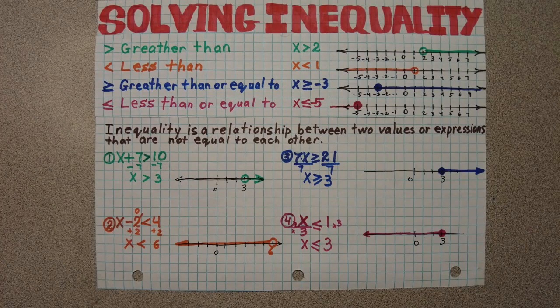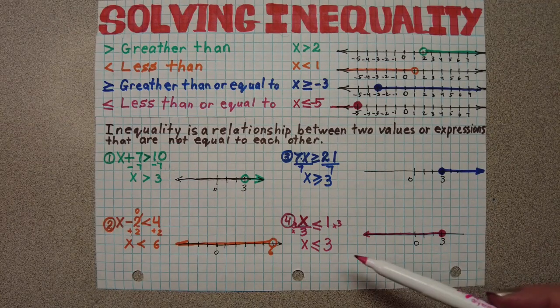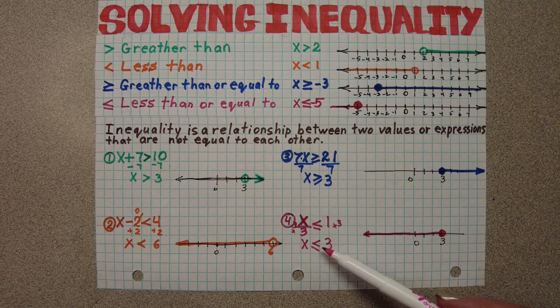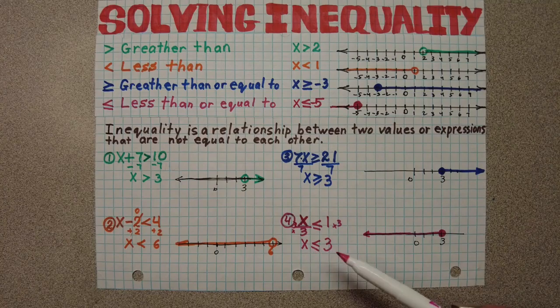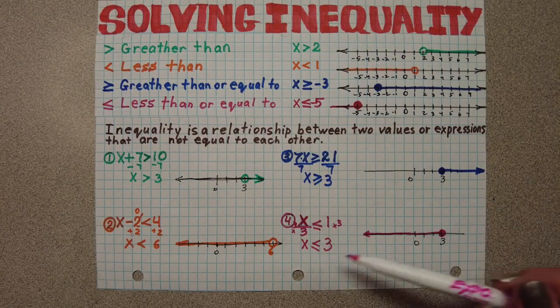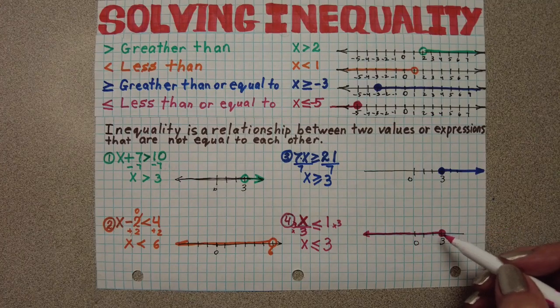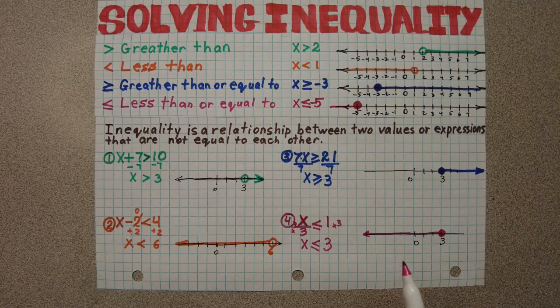So inequality is a relationship between two values or expressions that are not equal to each other. That means it shows x is less than 3 or equal to, but it's a relationship between these two values. It can have different answers. For this one, let's say 0 is a true answer, -1 is a true answer, 3 also is a true answer. It's a relationship between two values or expressions.